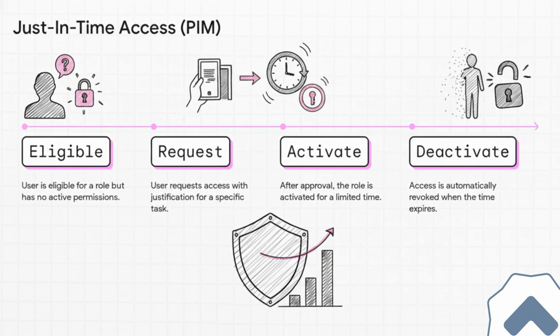The fix for this is a beautiful concept called just-in-time access, which is usually handled with something called Privileged Identity Management, or PIM. So instead of having the master key all the time, an admin is just eligible to use it. When they need to do admin stuff, they request access, give a reason, and get those powers for a short, limited time. The second that timer runs out, poof, the access is gone. It's an absolute game changer for shrinking your attack surface.